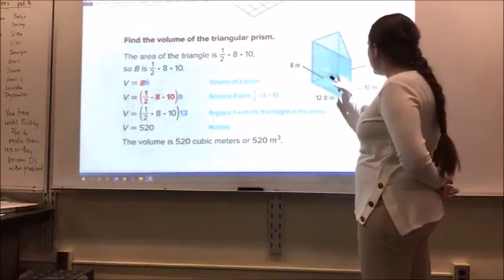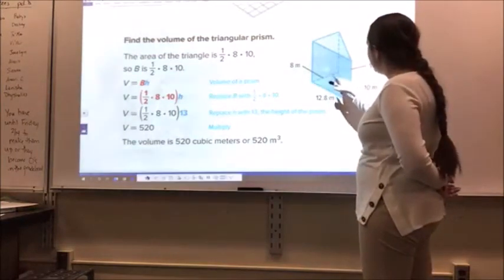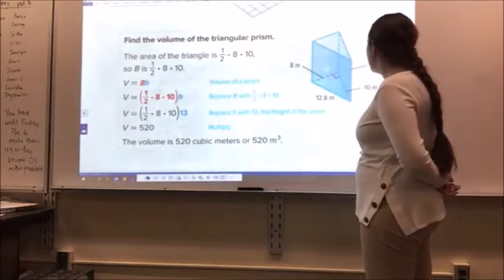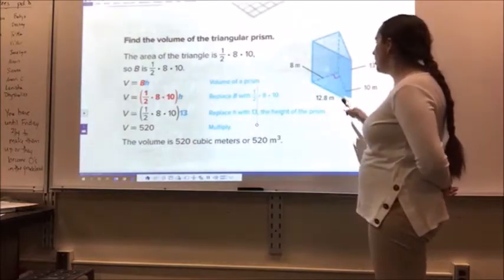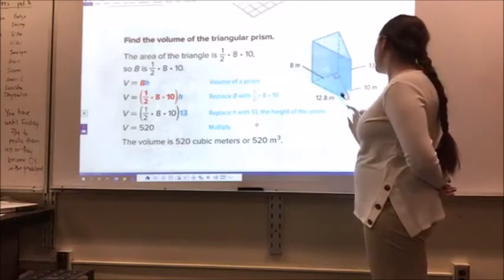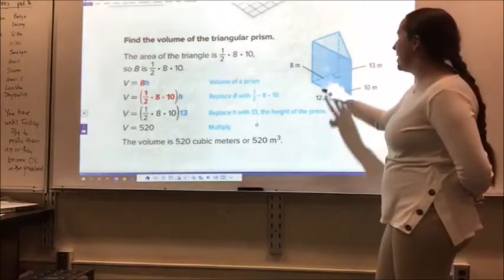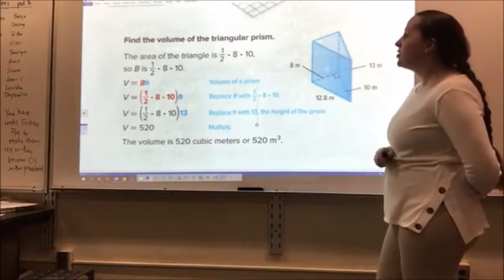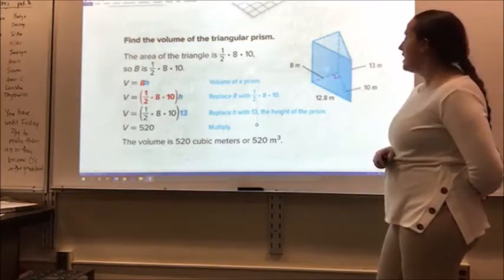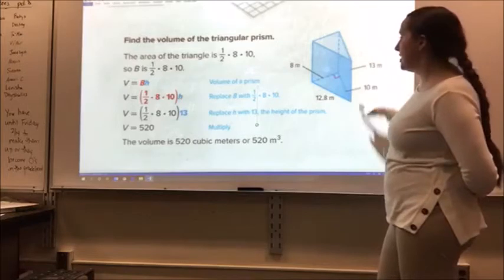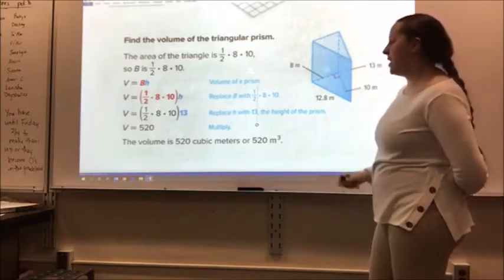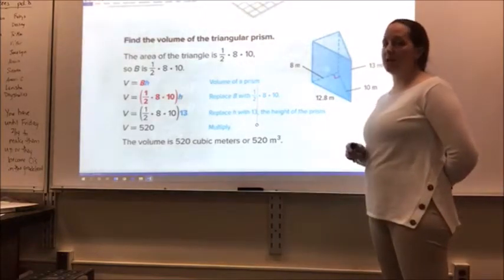So 8, and there's a little red mark here that shows me the right angle of my triangle. So it's going to be 8 times 10 times 1/2, that's the base of my triangular prism, times my height, which is 13. When I multiply all those together, I get 520 meters cubed.